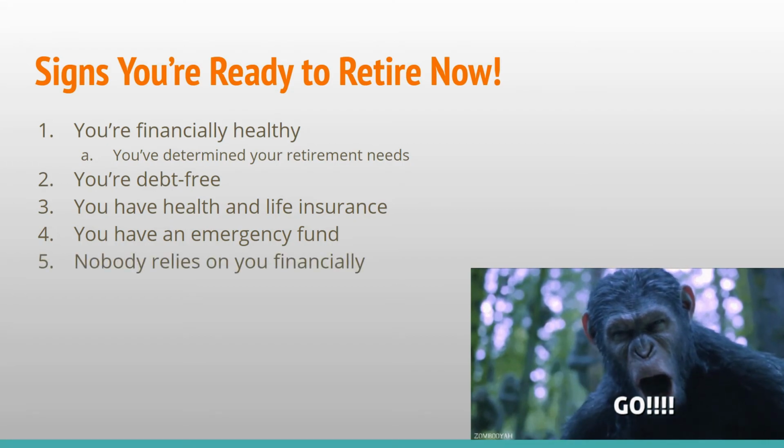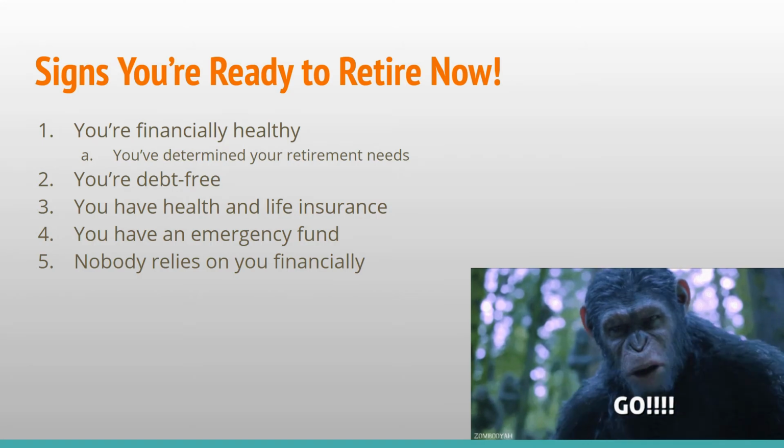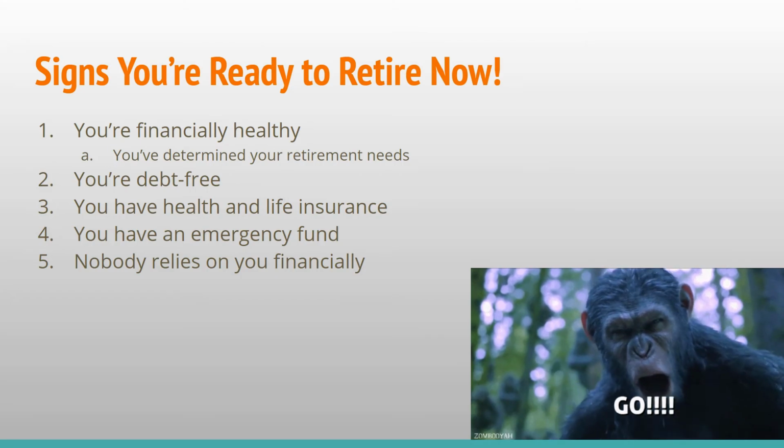And then number 5, nobody relies on you financially. Ayan. Itong number 5, medyo selfish siya. Kasi syempre, lahat naman tayo nagpaplano magpamilya din in the future, magkaanak. Pero, ayan. Feeling ko, pagka marami nagre-rely sa'yo financially, medyo mahirap mag-retire.